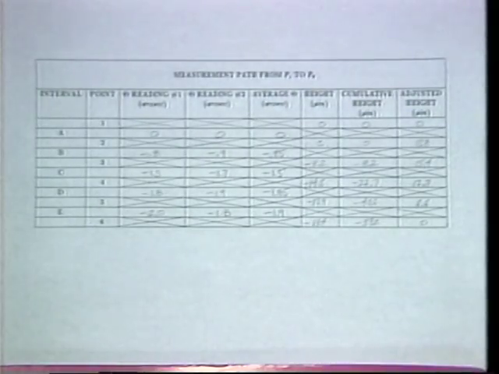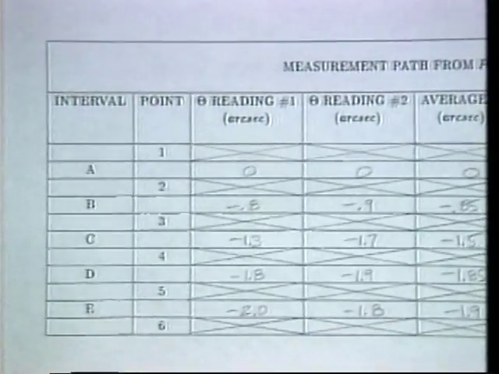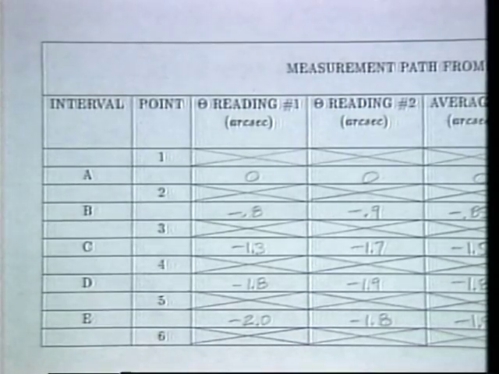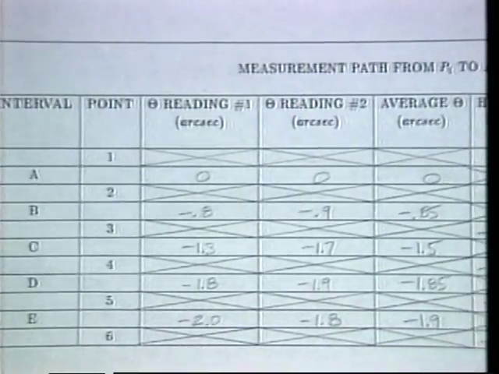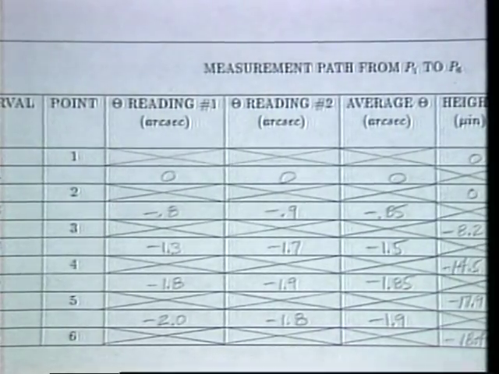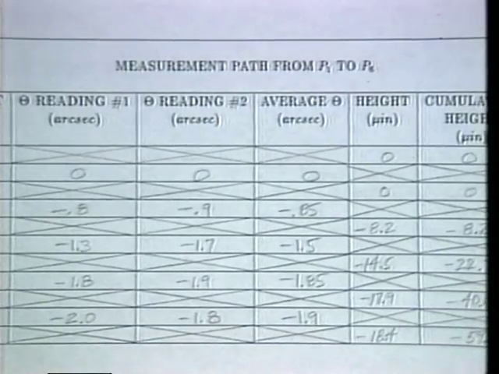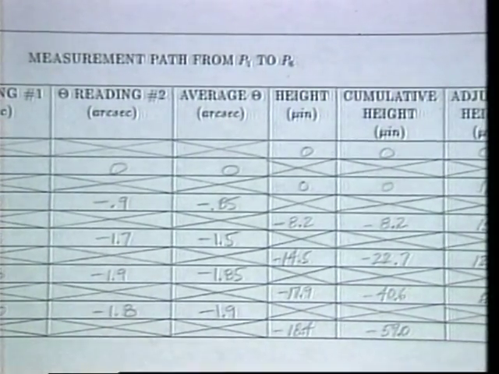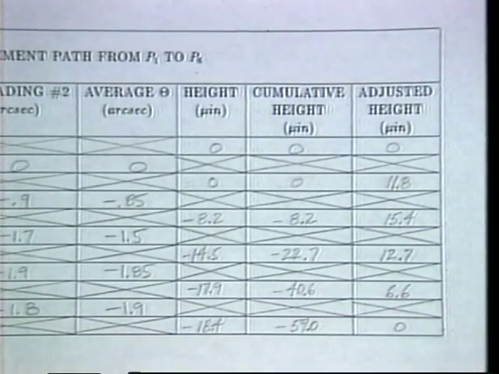We now have readings for each of the 5 measurement segments, that is, the transitions between the 6 points along the measurement path. The recorded values are processed as shown. The readings from the 2 measurement procedures are averaged. The average angles are converted to changes in height. The cumulative heights are calculated and entered. Finally, the slope in the data is removed by adjusting each endpoint to 0. The adjusted data points are shown in the rightmost column.